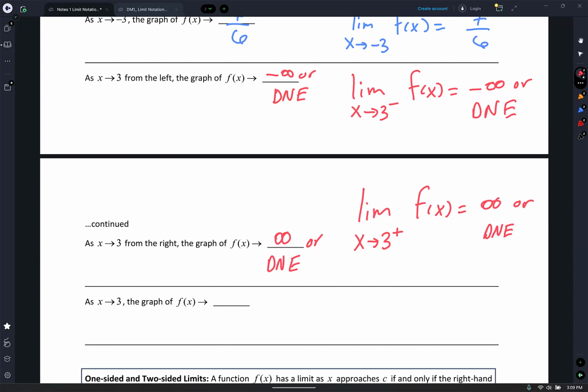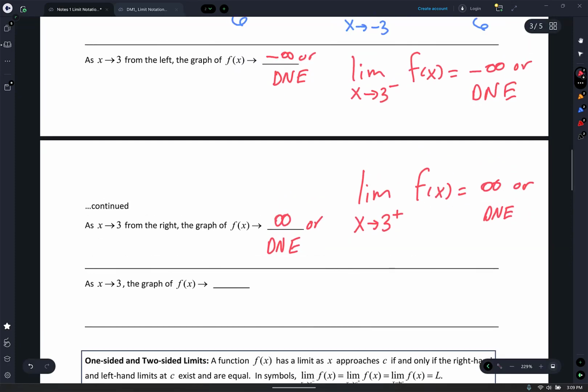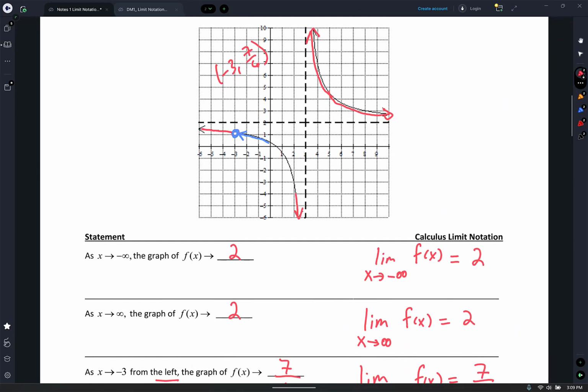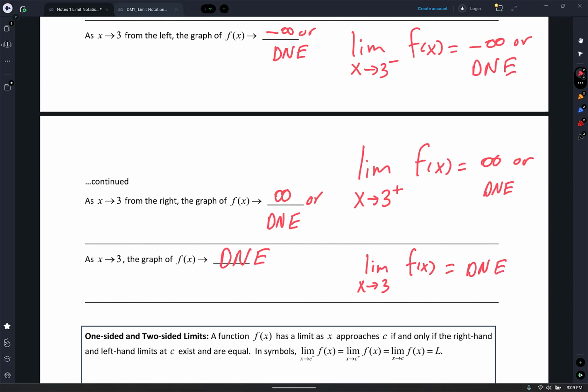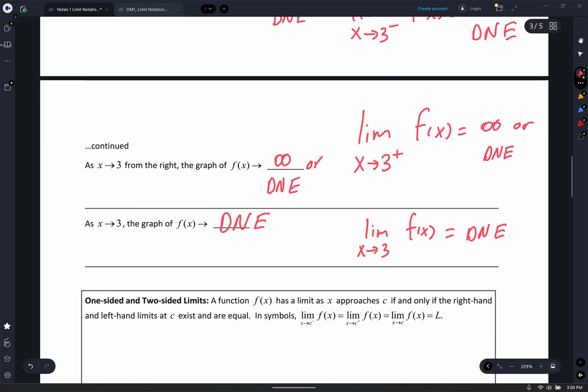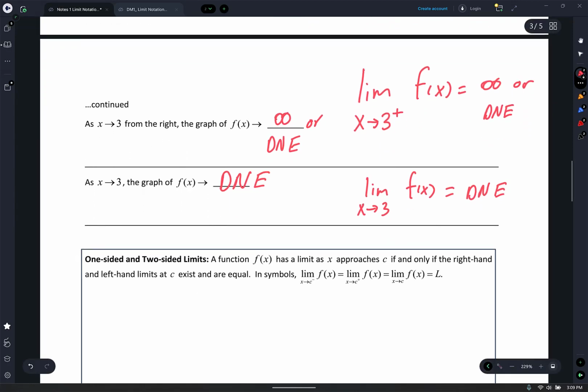How do we feel? Okay. As x approaches 3, the graph of f of x, because it just says 3, one side approaches positive infinity, one approaches negative infinity. So you can't give a behavior, but you can give an answer. My answer is going to be does not exist. You're not giving a behavior because it's two different behaviors. Does that make sense? So now we're just going to write limit as x approaches 3 of this function equals does not exist. How do we feel? Anything crazy so far today, guys? Yeah, nothing crazy.